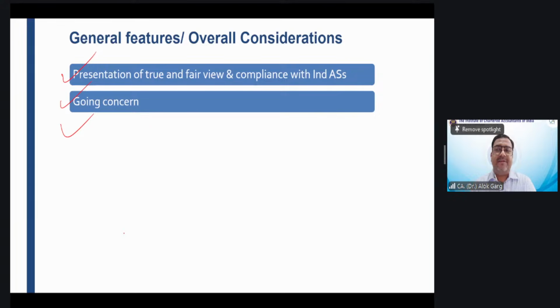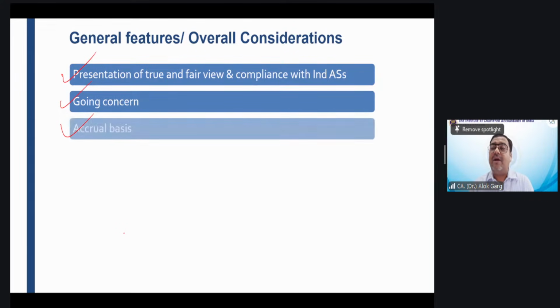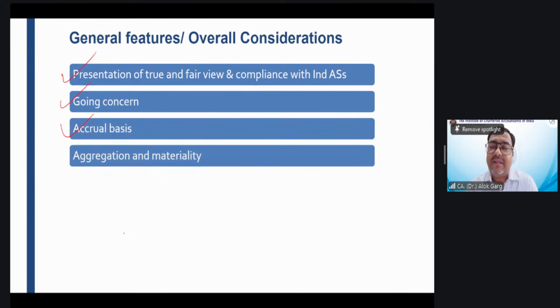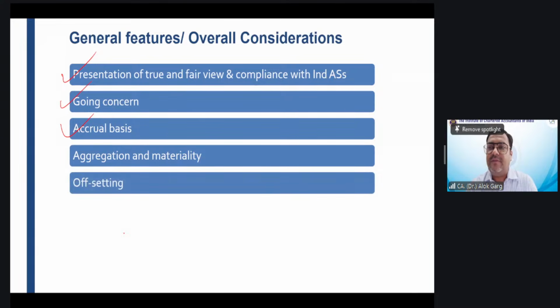And friends, the entity shall present the accounts on a going concern basis until and unless the management has an intention to liquidate or to stop trading, or does not have any alternative except to shut down the business. Accrual basis: the transaction has to be recorded when it is accrued. Aggregation and materiality: the material item has to be presented separately, and all the immaterial items can be aggregated. Offsetting: assets and liabilities, income and expenditure can be offset if it is permitted by an Ind AS.